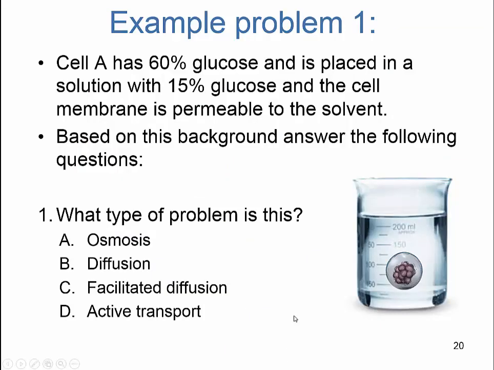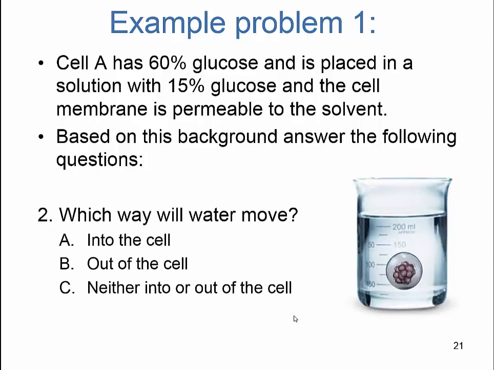So here's an example problem. For cell A, if cell A has 60% glucose and it is placed in a solution with 15% glucose, and the cell membrane is permeable to the solvent, my first question for you: what is the solvent? Hopefully you answered that the solvent is water. So if you know that the solvent is water, it is indeed osmosis that is taking place.